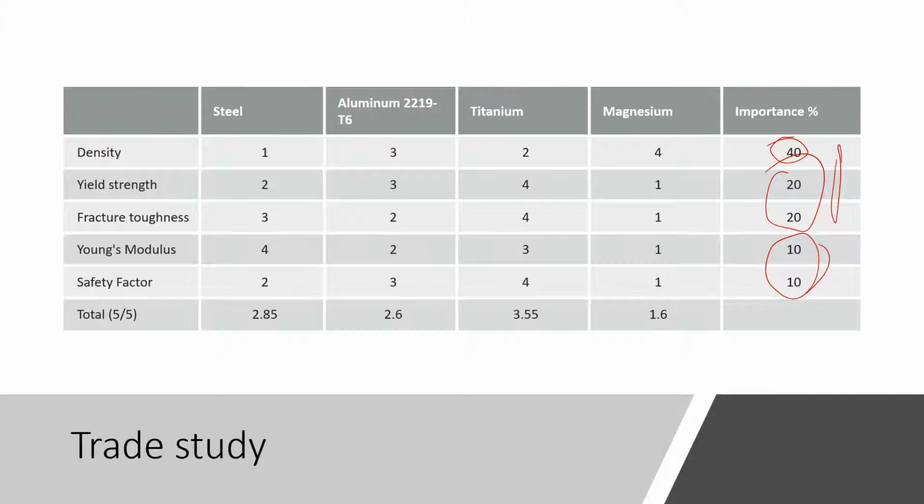These gradings were all based on the data sheet we saw. Here, for density, magnesium was the lightest, so it scored a 4. Aluminum, the second lightest, then titanium, and steel. The maximum possible points was 5 out of 5, and given the grading, titanium came out to be the more viable option. Unfortunately, we couldn't do this with composites because it's a little bit more complex.